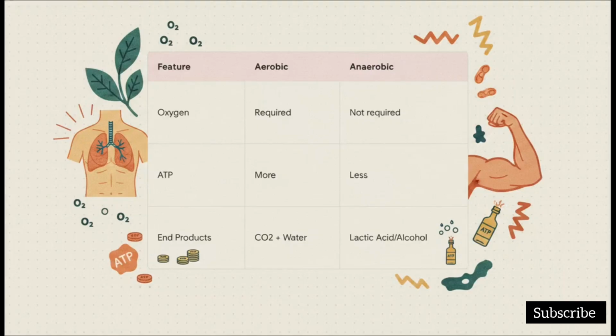If we look at these two side by side, the differences are pretty clear. Aerobic respiration absolutely needs oxygen. Anaerobic doesn't. Aerobic produces a massive amount of ATP, while anaerobic produces very little. The final products of aerobic respiration are carbon dioxide and water, but anaerobic leaves you with either lactic acid in muscles or alcohol and carbon dioxide in yeast. And finally, aerobic is a standard for most plants and animals, while anaerobic is mainly used by yeast or by us when we're exercising really intensely. Having this comparison locked in your brain is going to be a game changer for your test.